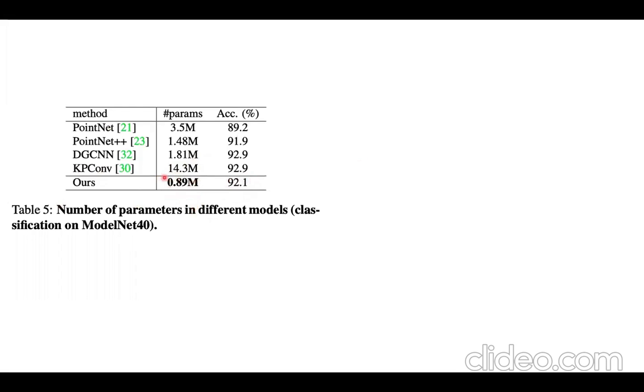And also we understood why the number of parameters decreased, right? After each block, we saw the max pooling reduced the number of points. That's one main reason why the parameters decreased.